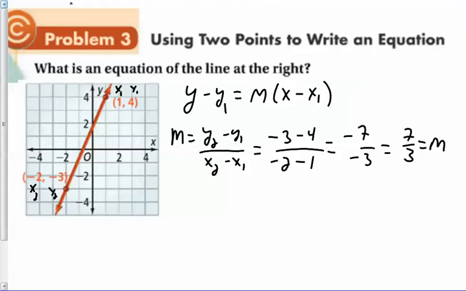So now I can take my slope and any one of these points. I'm going to take the point 1 comma 4. So I'm going to go ahead and do y minus 4 equals 7/3 times x minus 1. And there's my equation. I could keep going: I could distribute the 7/3 and get it in slope-intercept form, but I'm not going to do that because all they want us to do is just go ahead and write an equation. So you've got it.